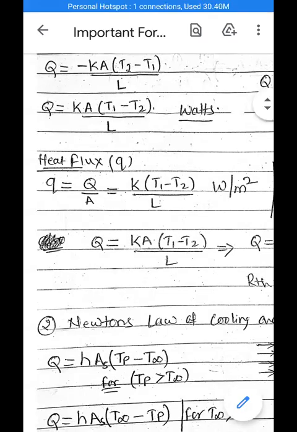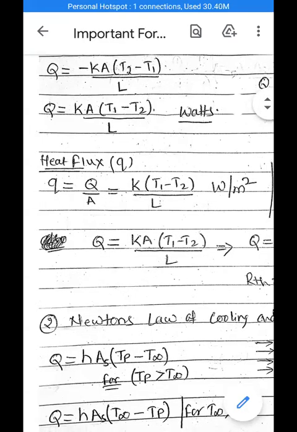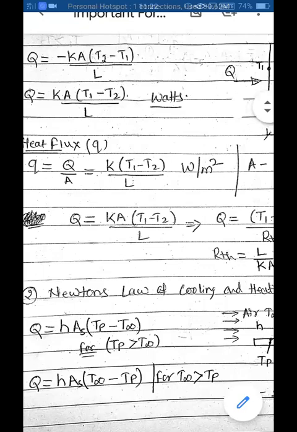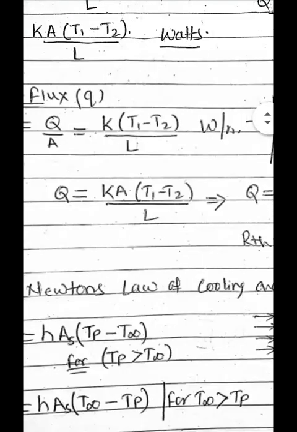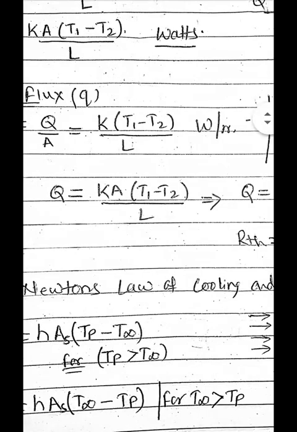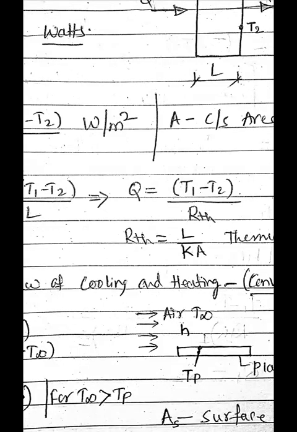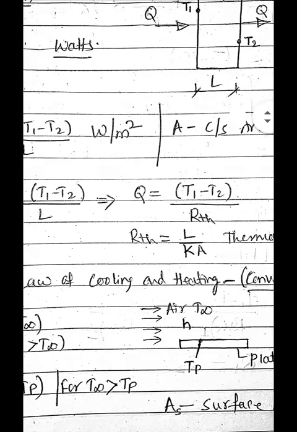One more thing I want to tell you. The rate of heat transfer Q is equal to K into bracket T1 minus T2 divided by L. This is the equation of Fourier's law of conduction. The same can be written as Q is equal to T1 minus T2 divided by RTH. RTH is nothing but the resistance offered by the slab. So what is the value of that resistance? It is L by Ka.